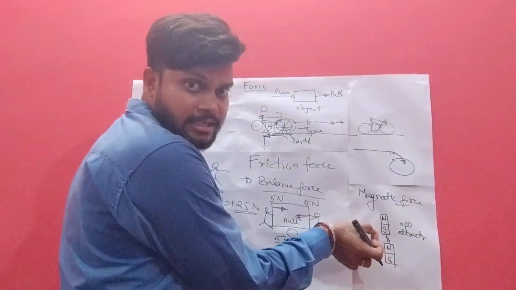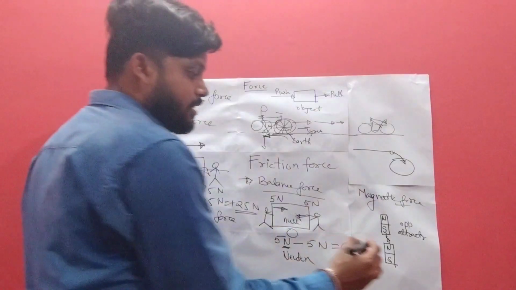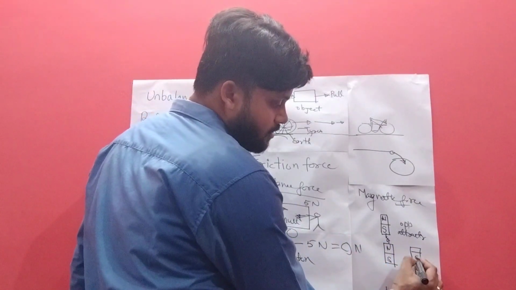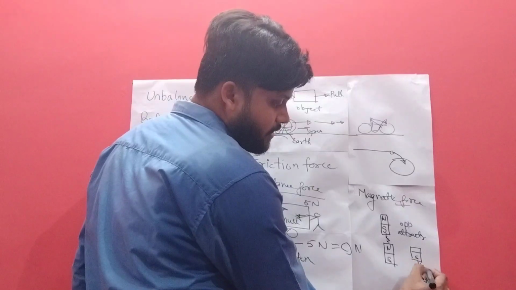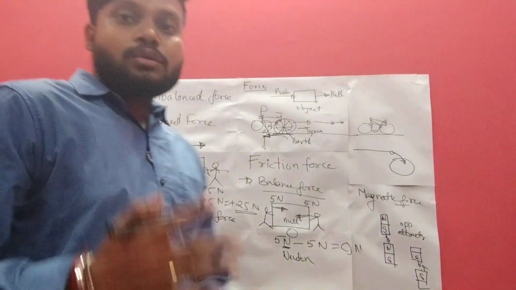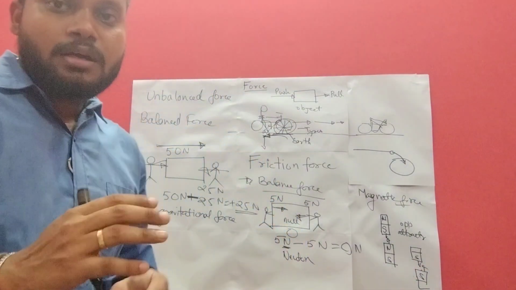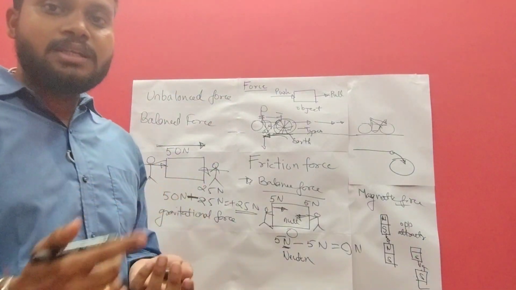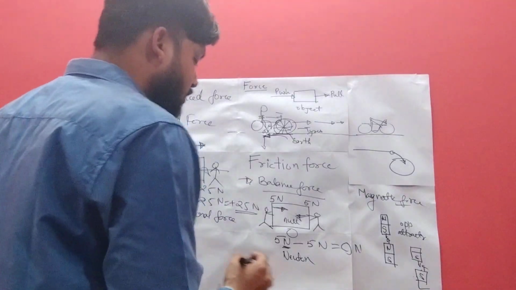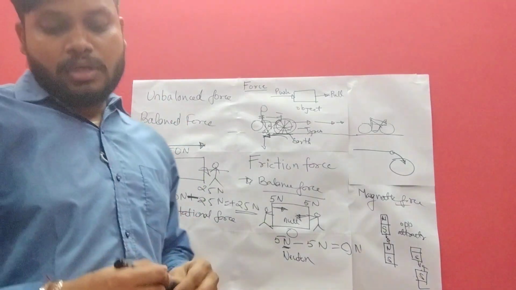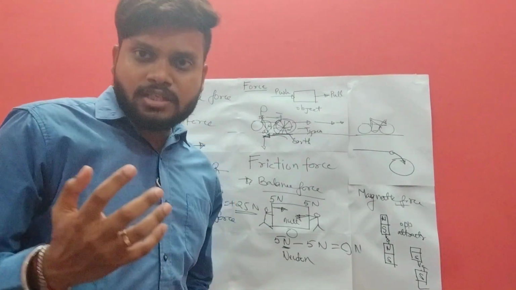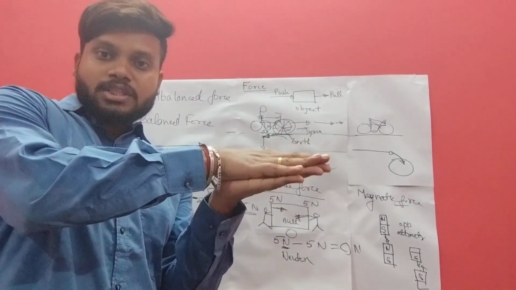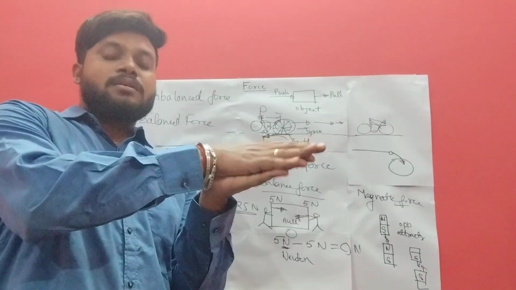So they will be attracted, right? And if the poles are similar, south and south, then they will be repelled by each other. So opposite poles attract each other, and similar poles repel each other in the magnetic force. Similarly, there is a force that I have taught you earlier, frictional force. So if somebody asks you what is friction, the force between the two surfaces is called frictional force.